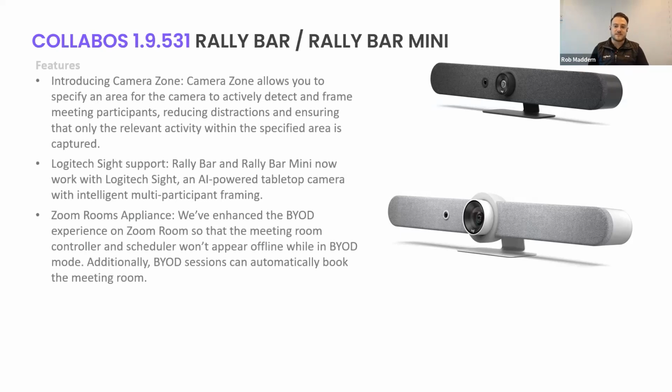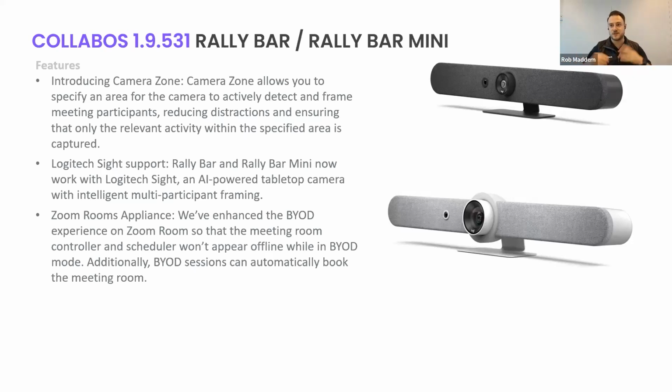Some new features, the more exciting stuff rather than bug fixes, is Camera Zone. This has been a long-asked-for feature for Rally Bar and Rally Bar Mini. I've got a slide a little later that shows what that looks like. Essentially, if I'm in a room like a fishbowl with glass walls and a corridor behind me, I can say that I don't want those areas to be detected by RightSight.